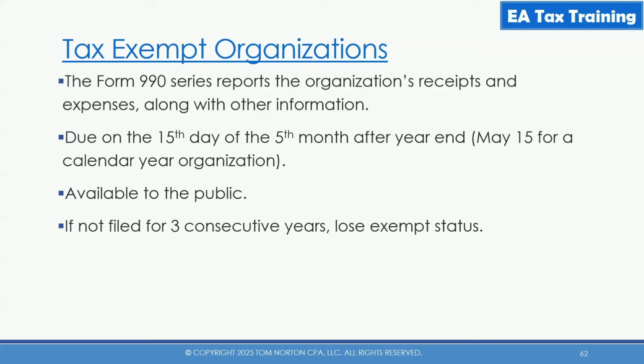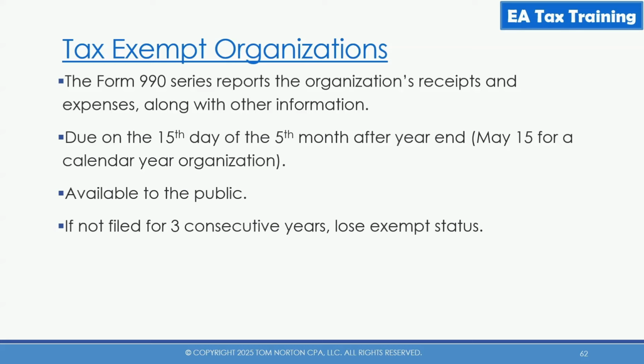The 990 series reports the organization's receipts and expenses along with other information. It is due on the 15th day of the fifth month after year end. So that's May 15th for a calendar year organization. These are available to the public. This is much different than any other type of tax return.